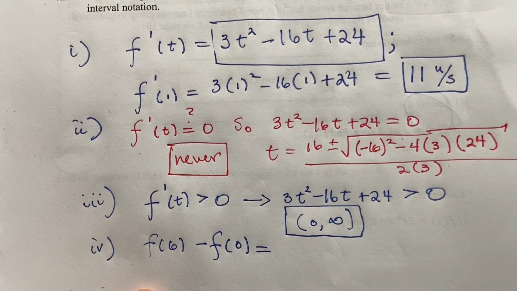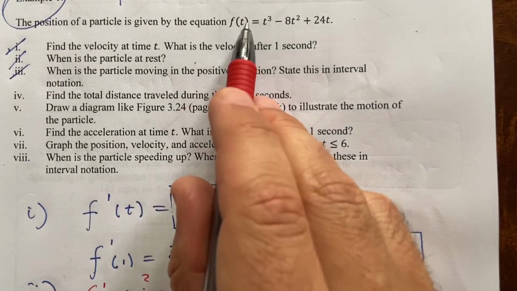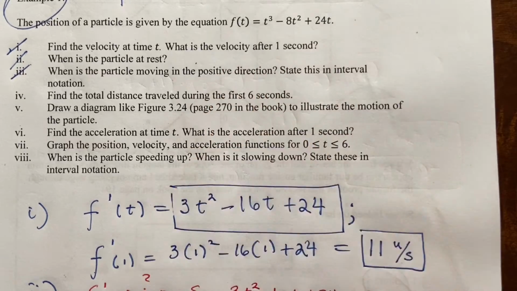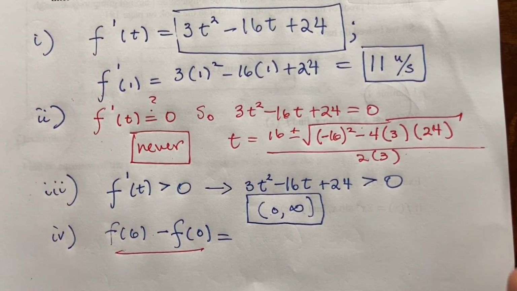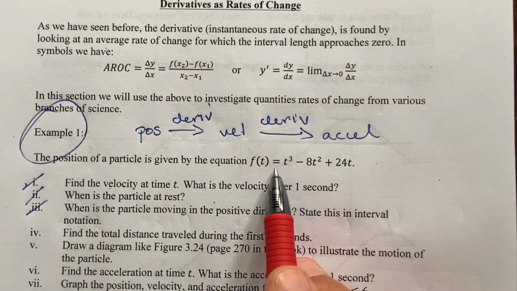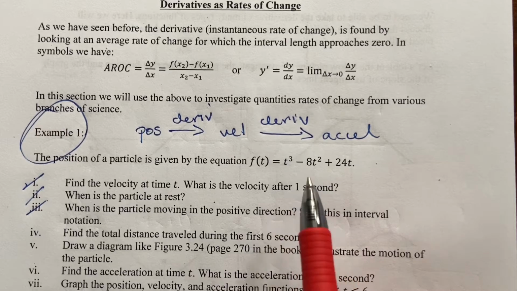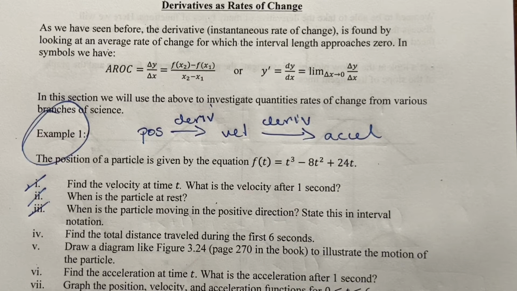So plugging that in, maybe I'll use a different color just to make it a little more obvious. So I'm plugging in 6, and then I'm plugging in 0, and I'm subtracting those, right? Because I'm using the position function to say, hey, where are you at 6 seconds? And then where are you at 0 seconds? And then I'm going to subtract those to find the total distance.